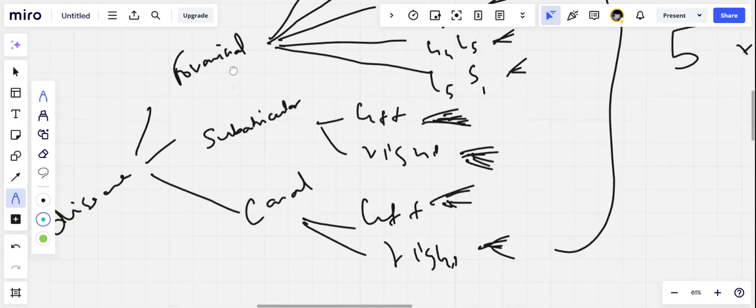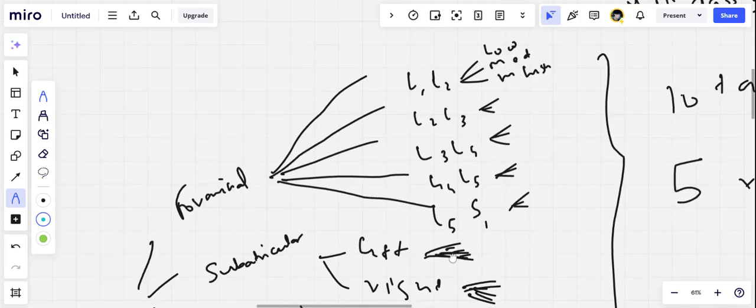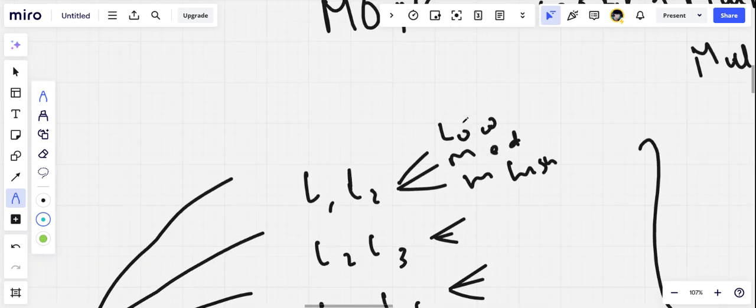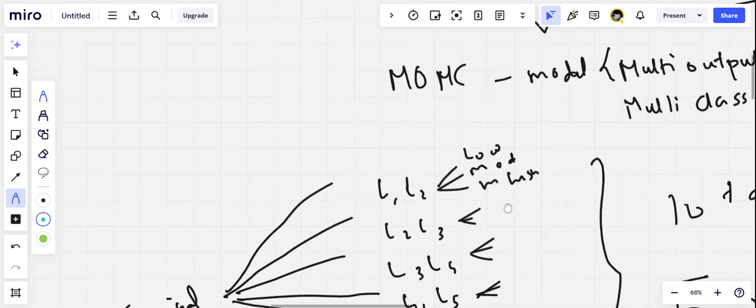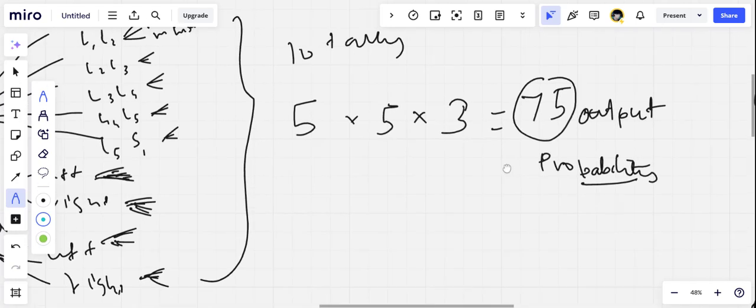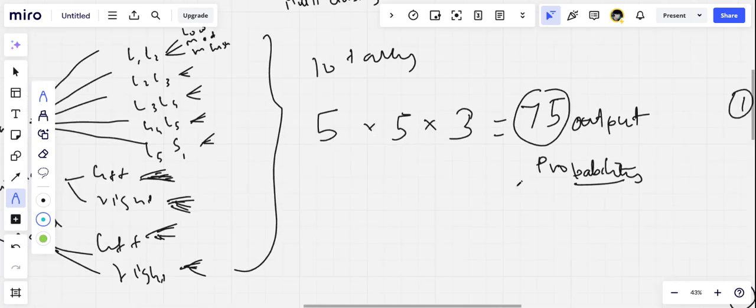So as I said, there are five diseases. For each one we have to find in which part. There are five options, and on each part there can be three stages: low, medium, or high. So totally 5 into 5 into 3, 75 output probabilities should be given for each patient.